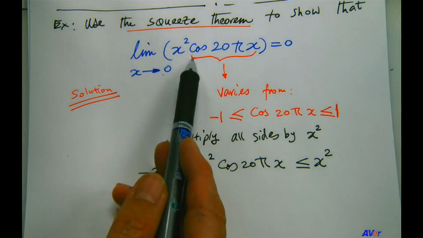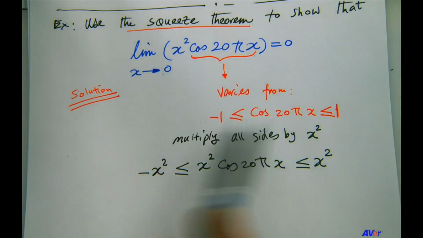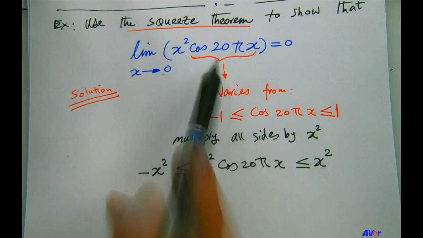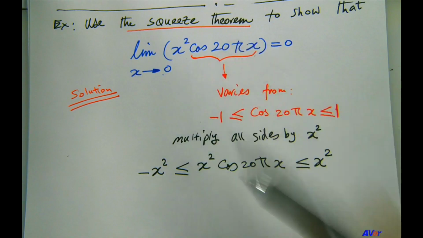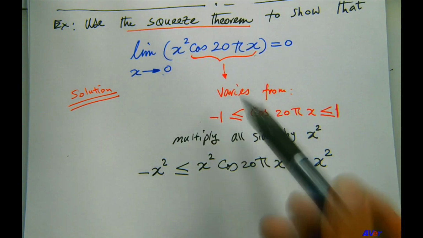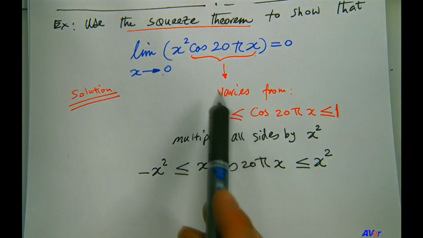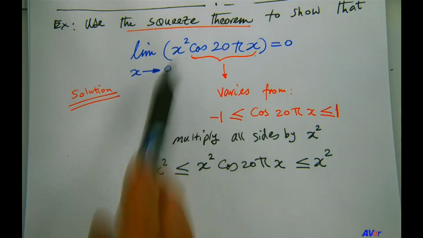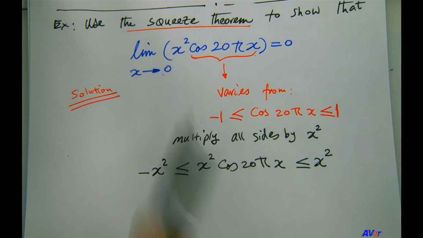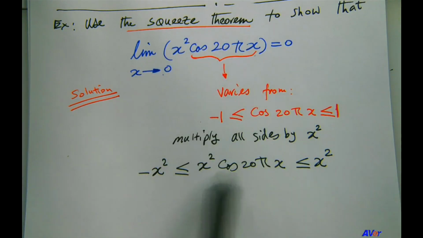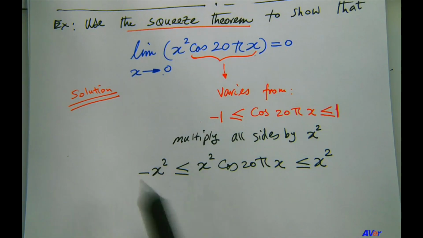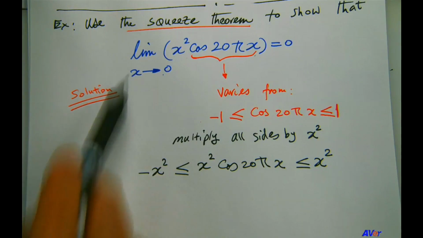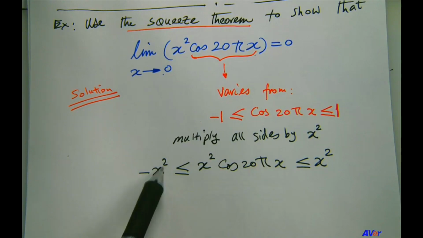So we began with remembering that this piece varies from -1 to 1. Somehow we had to make the connection between what we have, this expression, and the squeeze theorem, right? This is how we were able to do it, by remembering that this quantity ranges from -1 to 1. Then we multiplied all sides by x squared. Now we have that whole expression in a situation where we can apply the squeeze theorem, right? So now let's take the limit of all sides as x approaches 0. So let's do that.